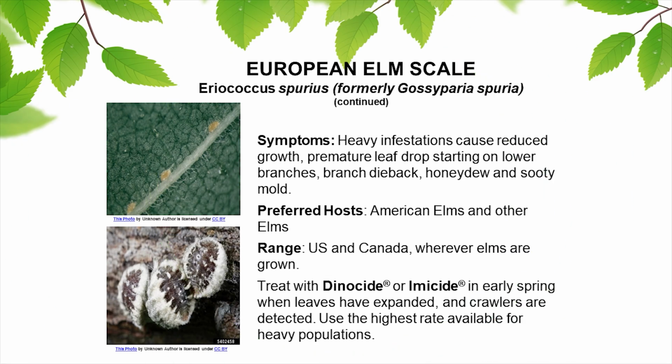Heavy infestations of European Elm Scale cause reduced growth, premature leaf drop starting on lower branches, branch dieback, honeydew, and sooty mold. Their preferred hosts are American elms and other elms. The range of the European Elm Scale is the United States and Canada, wherever elms are grown. European Elm Scale can be managed with the treatment of dinotefuran or imidacloprid applied in early spring when leaves have expanded and crawlers are detected. Use the highest rate available for heavy populations.